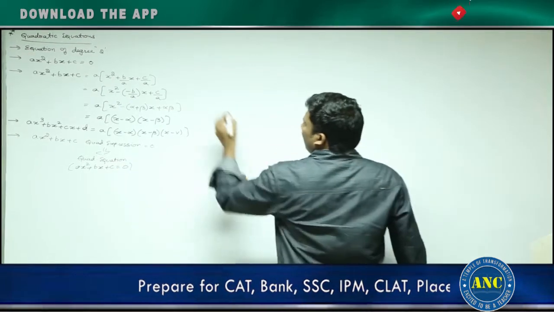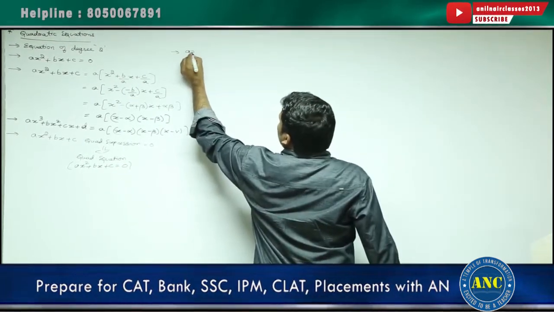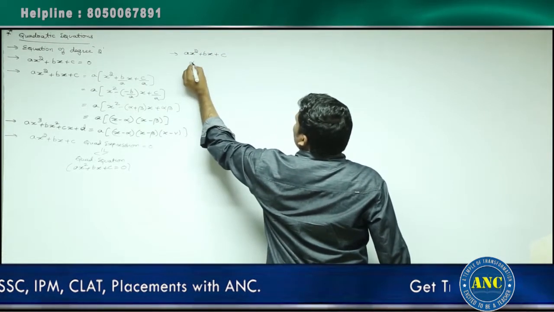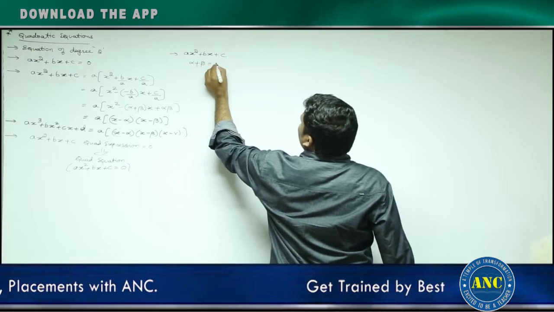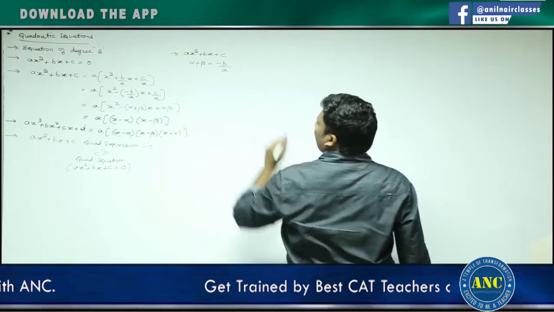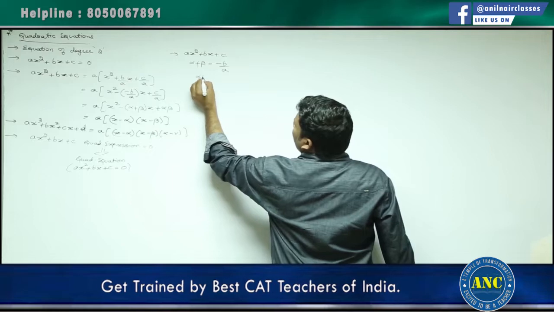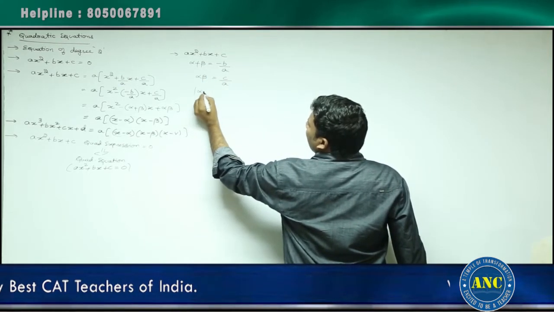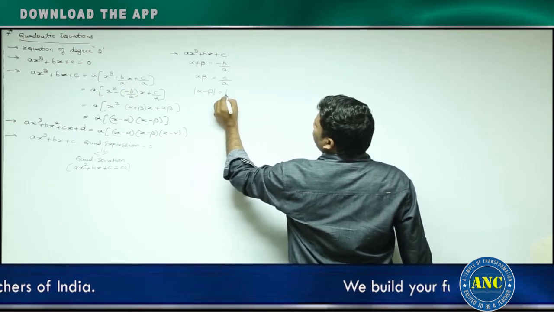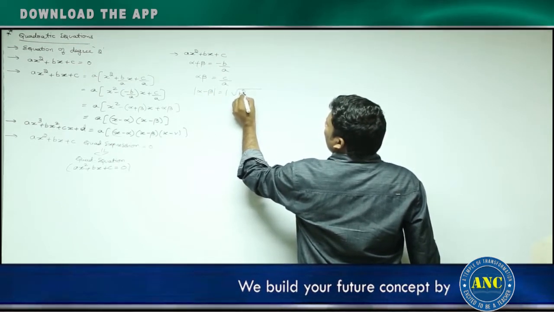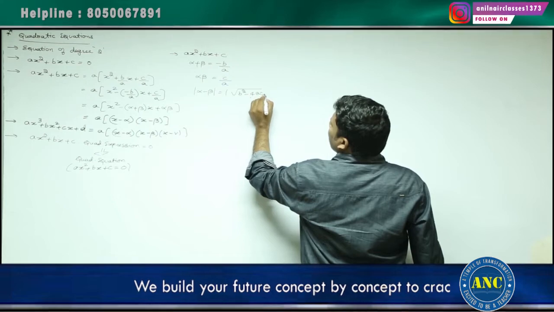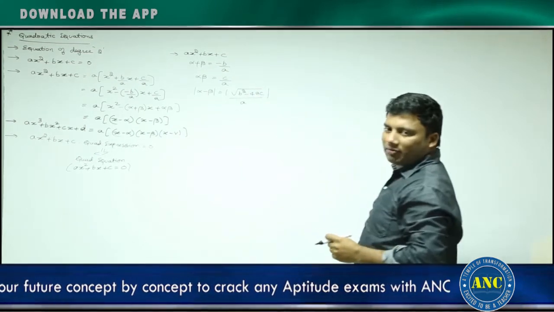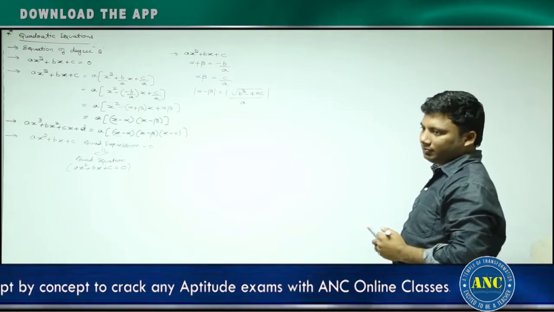Now, in ax square plus bx plus c, sum of the roots will become minus b by a. Product of the roots will become c by a. Difference between the roots will become mod of root of b square minus 4ac by a. Sum of the roots, product of the roots and difference between the roots.